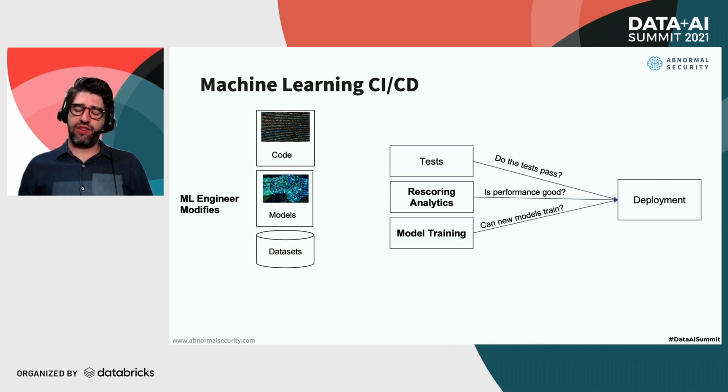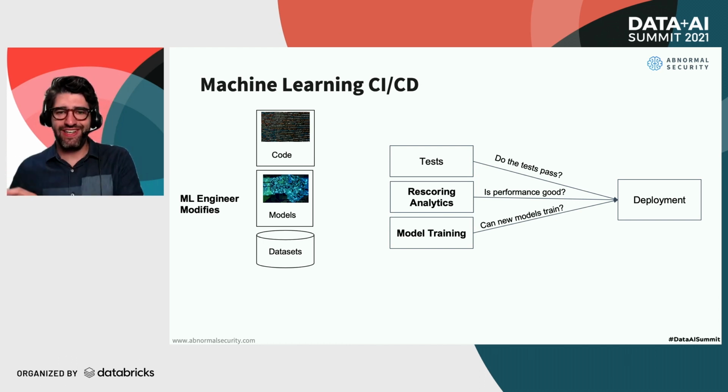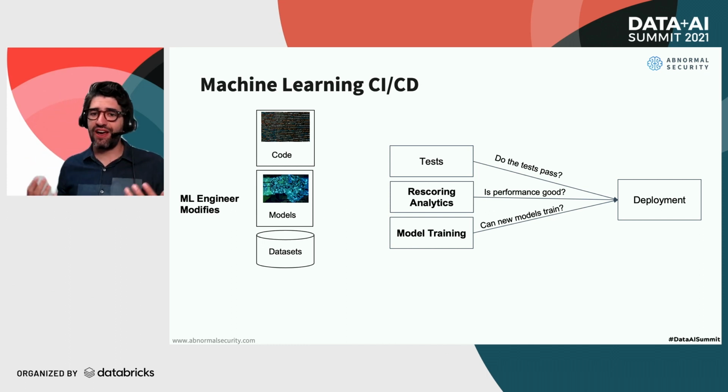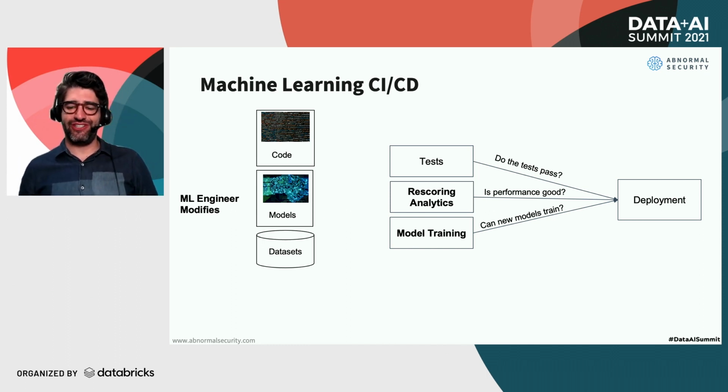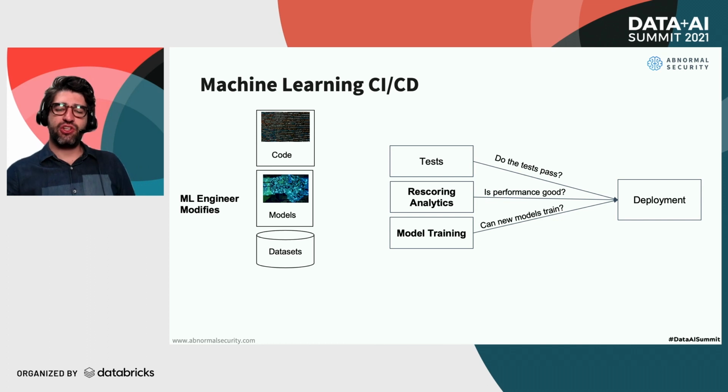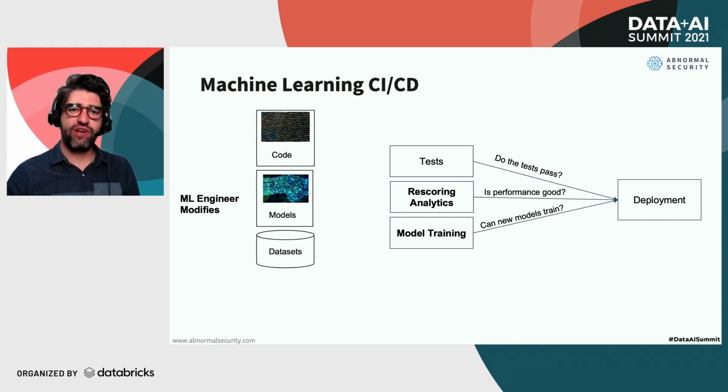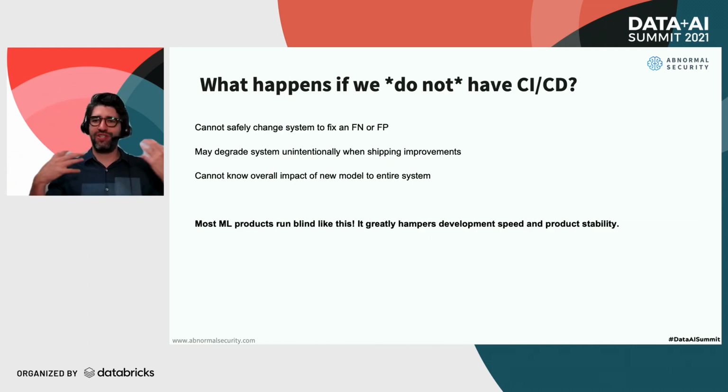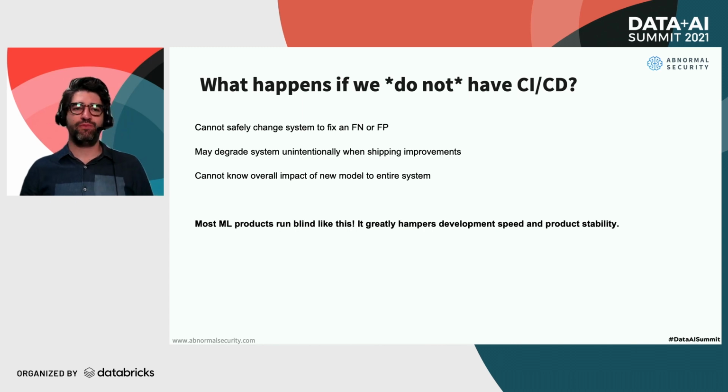So these are the three pillars of the tests that need to be run for a machine learning system before we decide that it's good to ship out to production. But this is a lot harder to do than just a traditional CI/CD system. But here's the same question I asked before. What if we don't have something like this? And this is kind of the status quo most of the time.